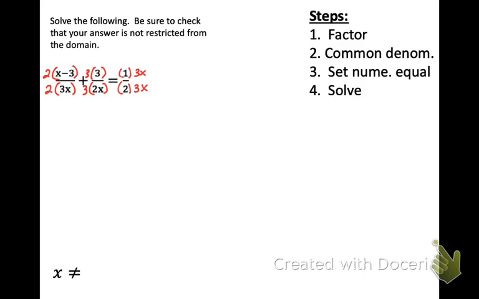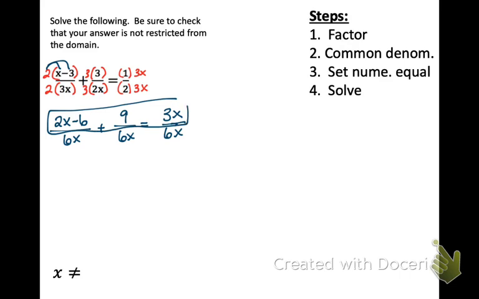Okay, so I'm going to go ahead and distribute this 2. I have 2x minus 6 for this first one. The second one, I'm going to have 9 over 6x. And then I have 3x over 6x. Common denominators all the way, so now I'm just going to focus on the numerators.